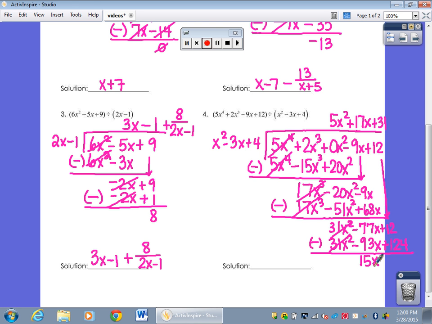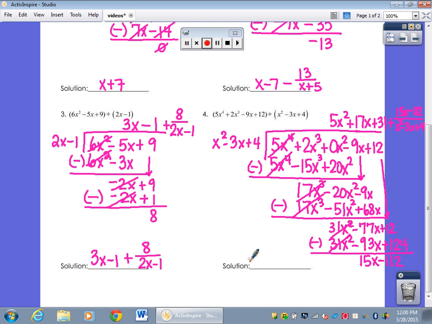And then 12 minus 124 is negative 112. So that is your remainder. Remainder goes above the other fraction. So this is going to be plus 15x minus 112 divided by x squared minus 3x plus 4.